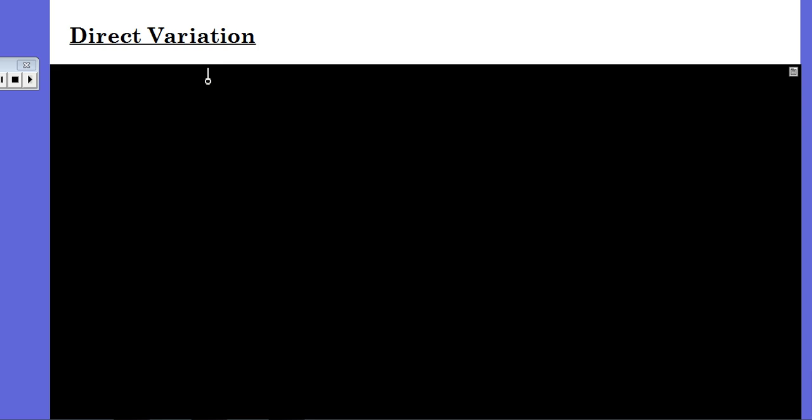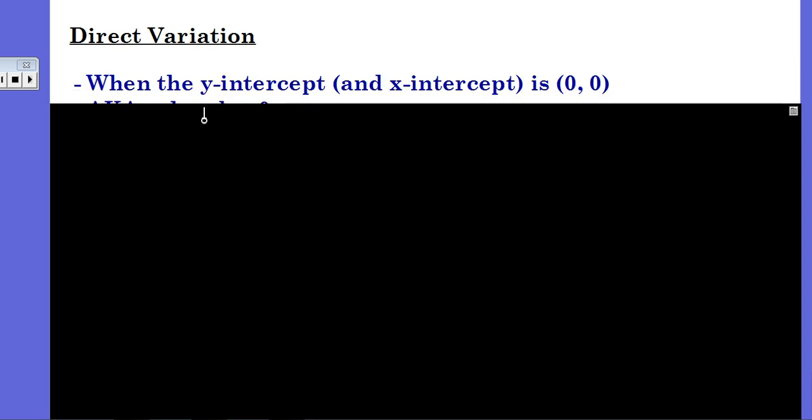All right, if you could take out a piece of paper for direct variation and title it "Direct Variation Notes," we're going to talk about a few things. So direct variation: in order for you to have an equation that is considered direct variation, the equation has to have a y-intercept and an x-intercept that are both 0.